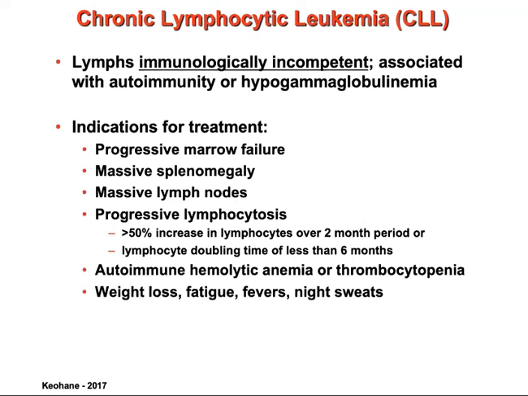So the following are indications for treatment in CLL patients. If there's progressive bone marrow failure, if there is massive lymphadenopathy and/or splenomegaly, if there is progressive lymphocytosis, if there is autoimmune hemolytic anemia or thrombocytopenia, fever, night sweats, weight loss, fatigue. So these symptoms would really prompt us to say, okay, we need to start ramping up the treatment.